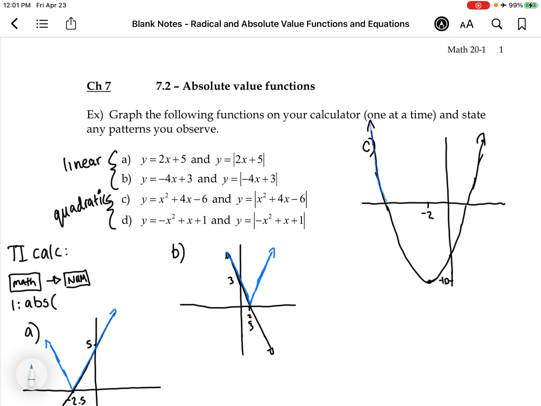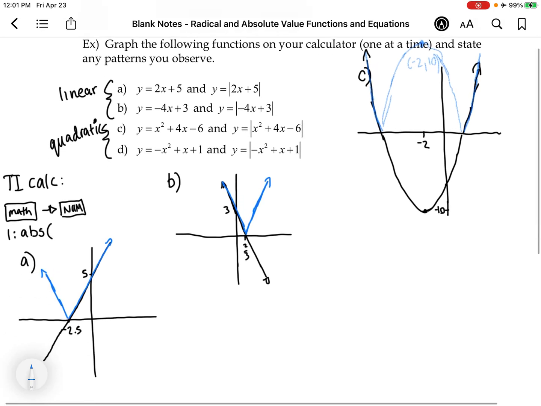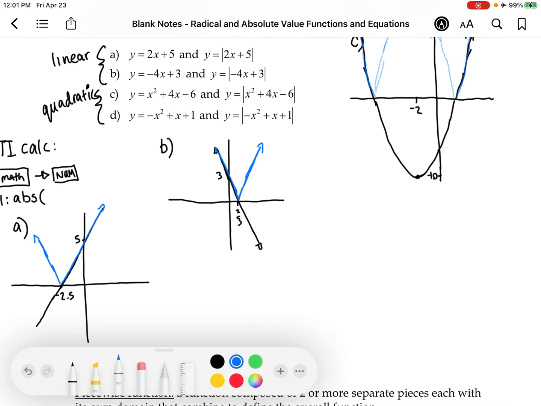Oh, that's good. I think I did the highlighter there or something. I don't know. There we go. Okay. And then this reflected. So this point over here is -2, 10. Okay. So that's C.